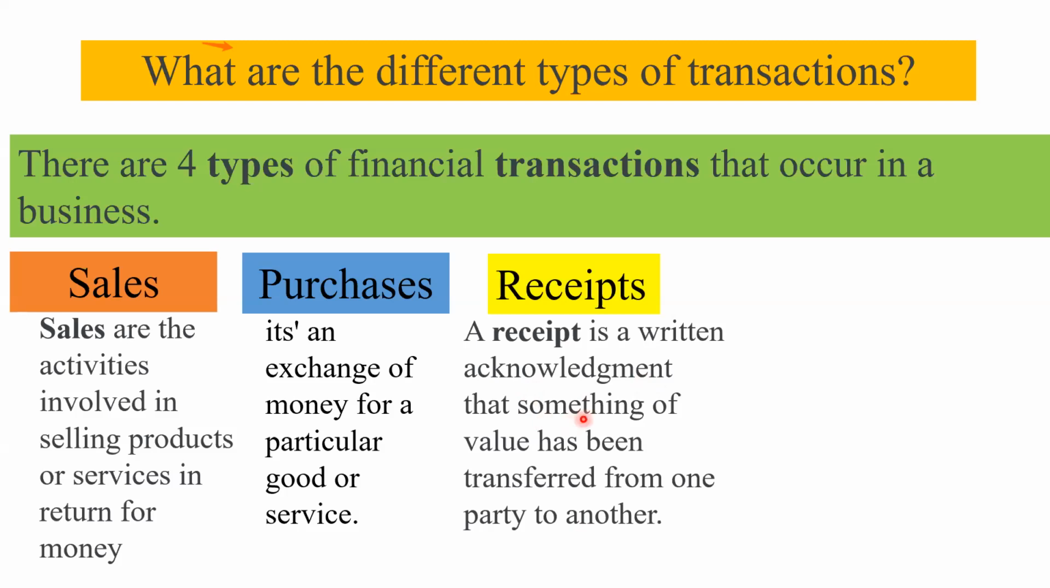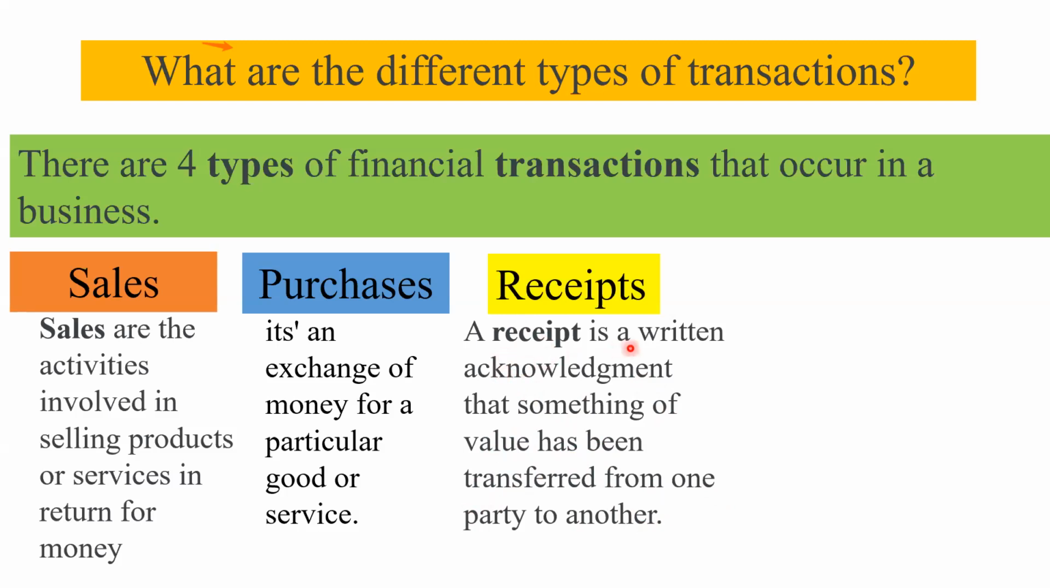What evidence? That's something of value. That means if you have paid 10,000 rupees school fee, you'll get a receipt of how much? 10,000 rupees. That is a value that has been transferred from one party to the other. So receipt, what is receipt now? Receipt is an evidence of receiving cash.